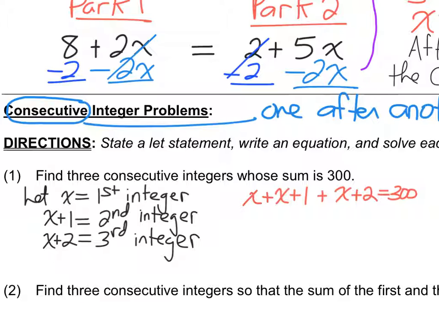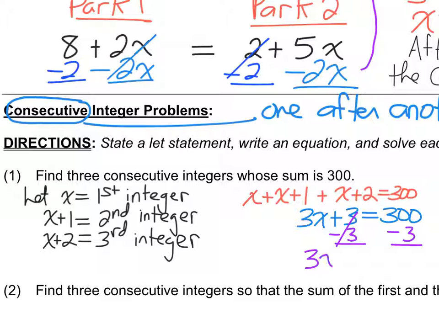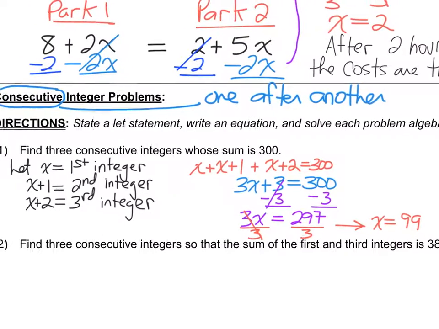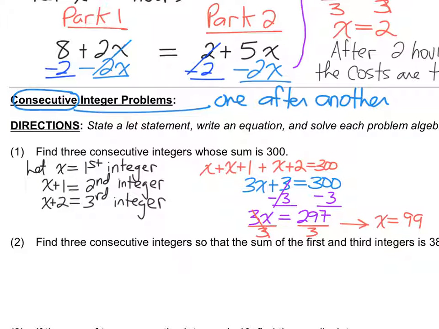All right, so combine our like terms. Left-hand side is going to simplify down to what? 3x plus 3 equals 300. Then what? Subtract 3. Now we have 3x equals 297. Then what? Divide by 3. And we get x equal to what? 99. All right.